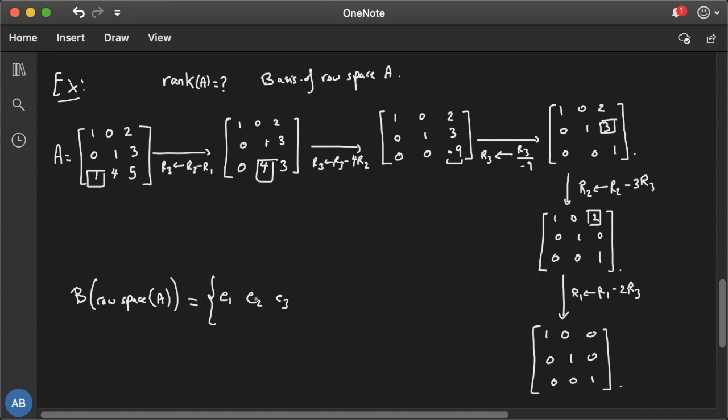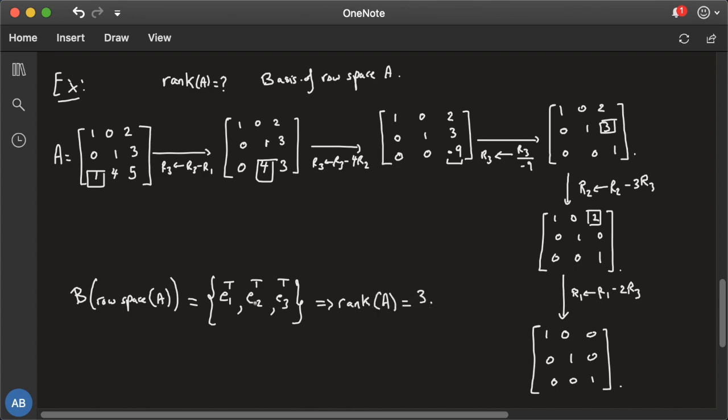Now I know E1, E2, E3 are initially defined as columns. Well, you can put a transpose here to emphasize that those guys are rows. How many elements did it take us to represent the row space of A? 3 elements, hence the rank of matrix A is 3.